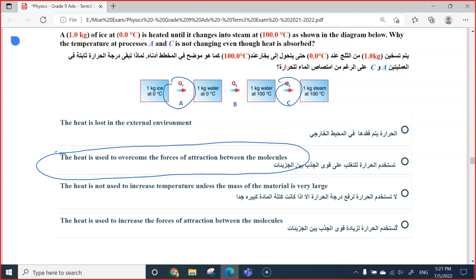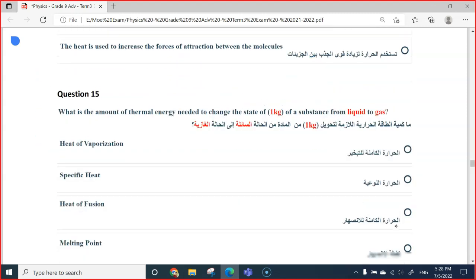Change of state here means at A, the solid ice changes to liquid water, and at C, the liquid water changes to steam, meaning the liquid water is changing to gaseous state. So during change of state, the temperature of the material will stay constant, will remain the same, and the heat absorbed during that process will be used to overcome the forces of attraction between the molecules.